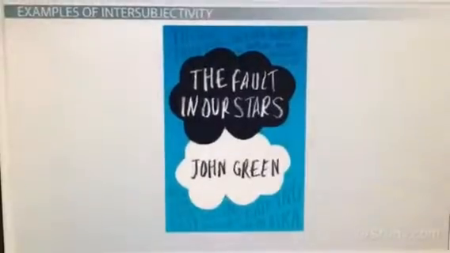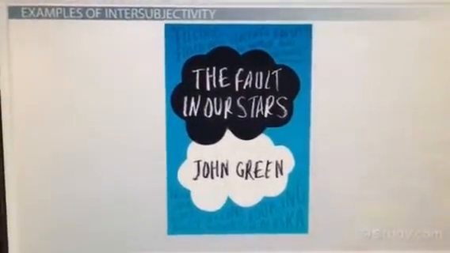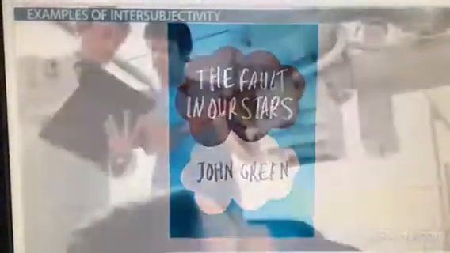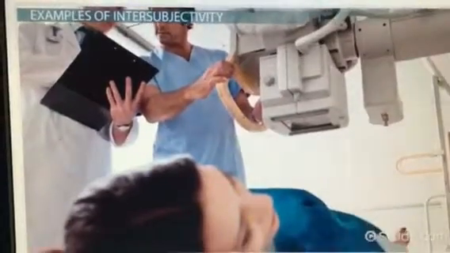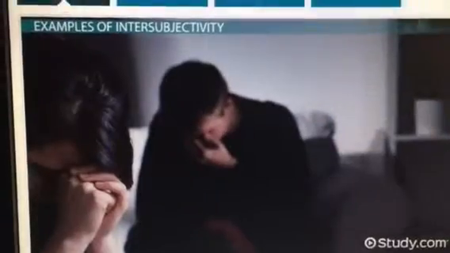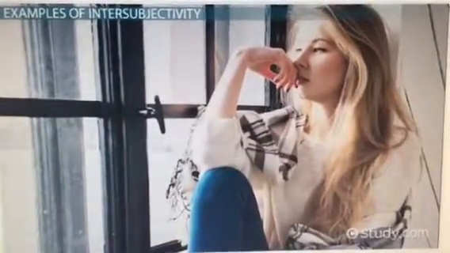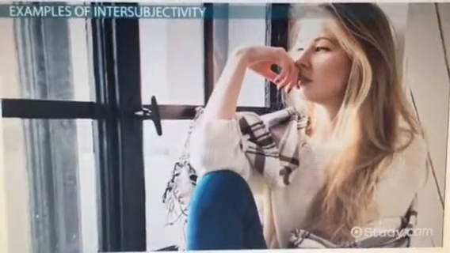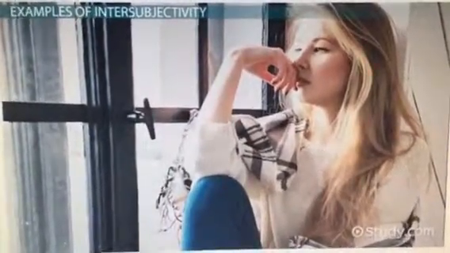For a more recent example, we might look at John Green's The Fault in Our Stars. The protagonist, Hazel, and her love interest, Gus, both have cancer. Each character faces their own mortality, but responds in different ways. Hazel tends to be more withdrawn. She does not want to be close to people because she does not want to hurt them by dying.